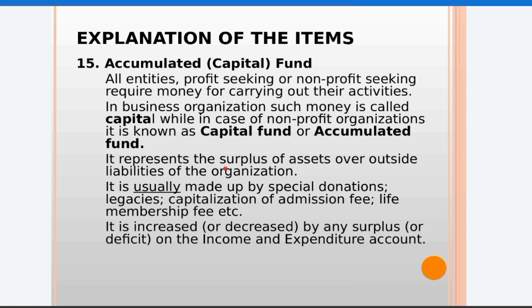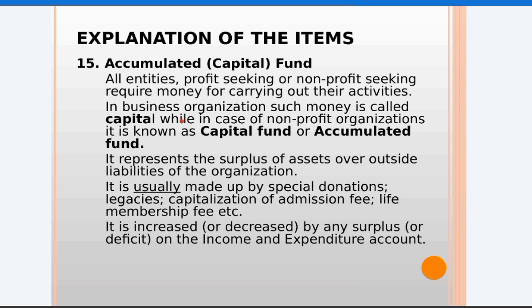And of course, we have the accumulated fund, which is the equivalent of capital for a profit-making organization. So you'll realize, as I said earlier, that non-profit-making organizations are not owned by specific owners, meaning they have no owners. So how are those organizations formed? They are formed by what we call the accumulated fund.